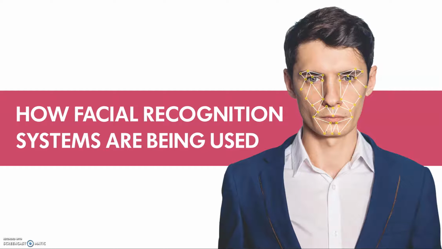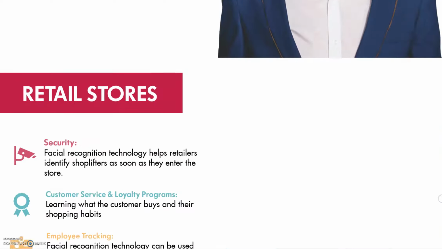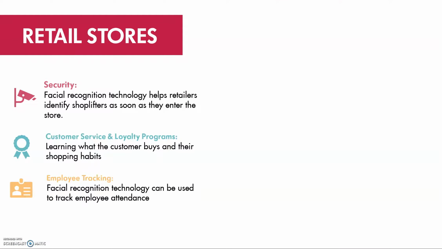How facial recognition systems are being used today. One way is in retail stores. For security purposes, individuals are run against a database of known shoplifters, and they're flagged if a match is found. They're also used for customer service and loyalty programs to identify VIP customers, as well as learning what they're buying and their shopping habits. It can also be used for fraud prevention or employee tracking. Instead of using time cards, it can be used for attendance.